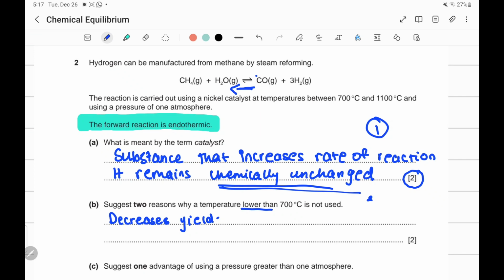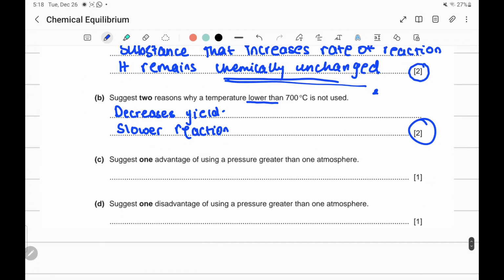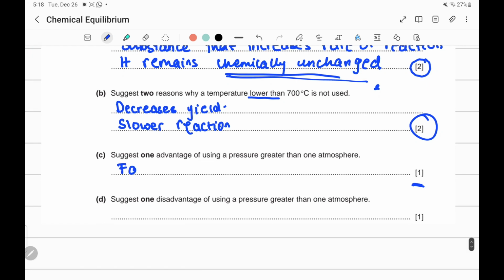The second reason is that a decrease in temperature decreases rate of reaction. So slower reaction. 2 reasons, 2 marks. So just one advantage of using pressure greater than 1 atmosphere. This is 1 mark, so you can immediately just write that faster reaction, because increase in pressure increases rate of reaction. Both temperature and pressure are directly proportional to the rate of reaction.